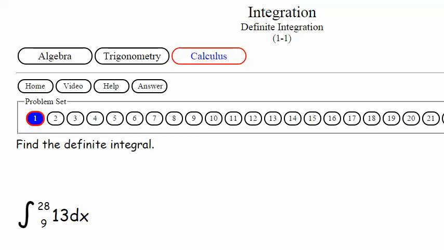Let's bring up the whiteboard. So we've got the integral, and we've got some limits here: 9, the lower limit, and the upper limit is 28. And 13 dx. Okay, 13 dx. Now we'll go ahead and write equals here.